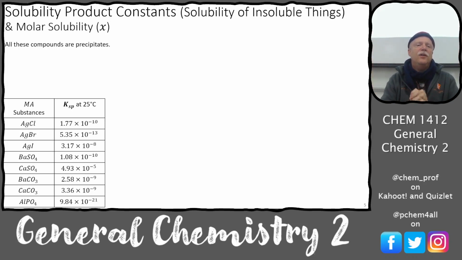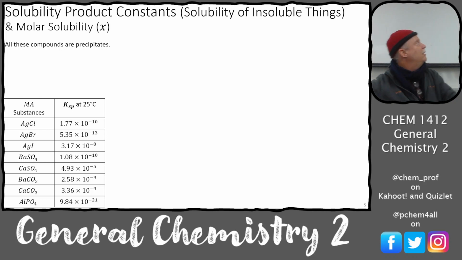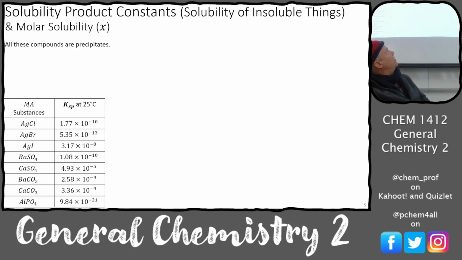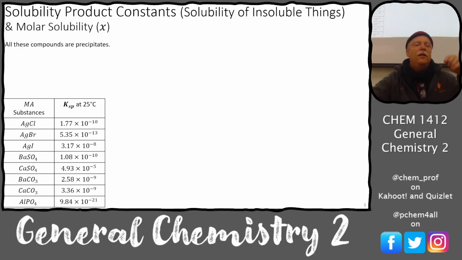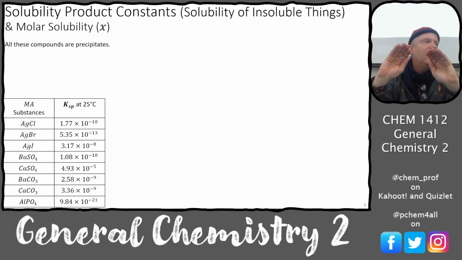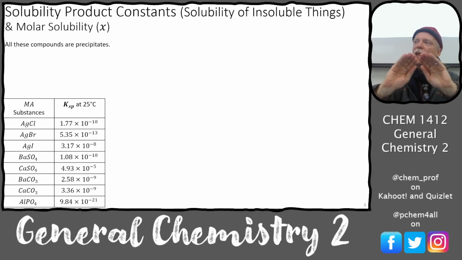Okay, so this first table, look what I have here. I have this called MA substances. So metal anion, a single metal. A single cation, a metal cation, and an anion. And you see how that's MA? They split apart. They produce a metal and an anion.